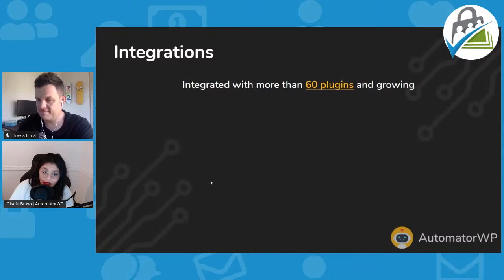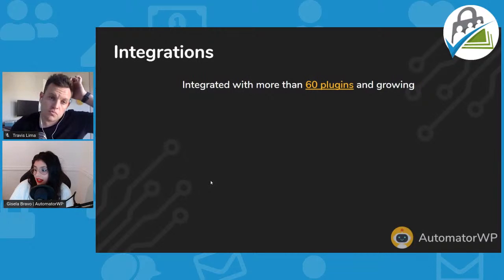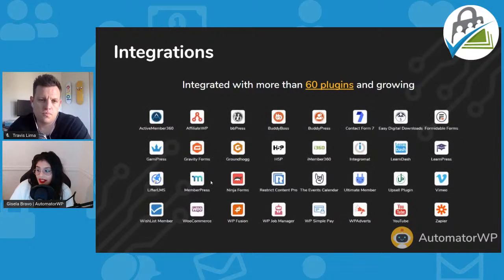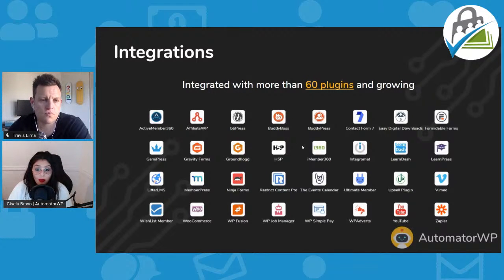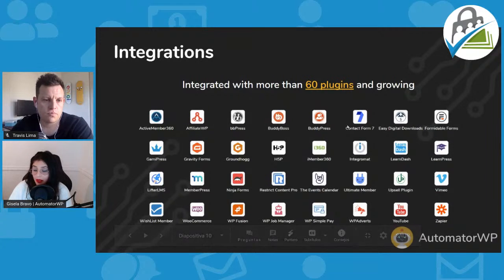Okay, so currently, today, we have more than 60 plugins that are directly integrated with Automator WP. But this is growing every month, every week. We can see more and more applications that are integrated in Automator WP. So here we can see some examples, and remember that anyone can test it, because we have a free version of every application.